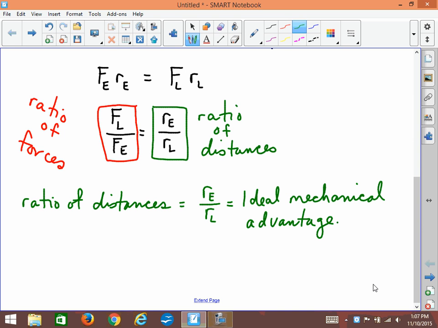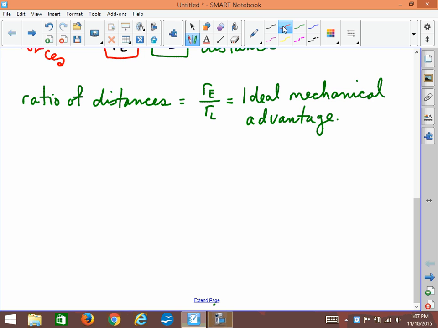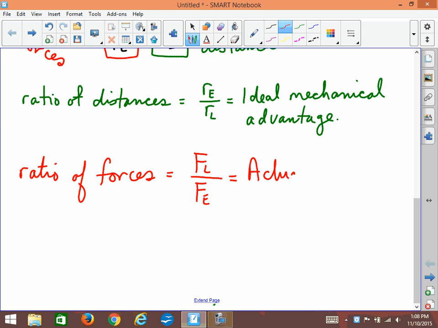When you actually start to apply force to a lever, there is something that can be changed. So let's look at the force ratio. The ratio of forces, which is upside down, you'll notice. It's the load force divided by the effort force. This equals what we call the actual mechanical advantage.